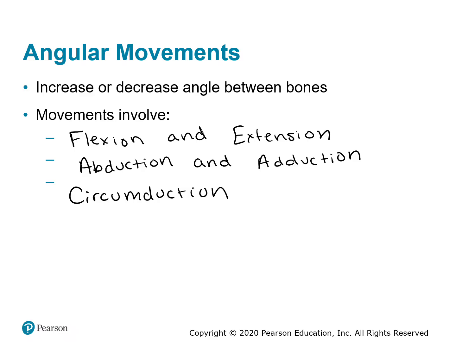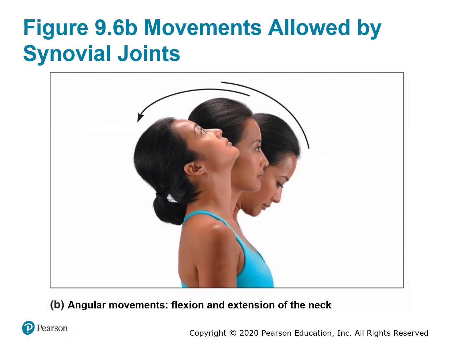Flexion is going to be decreasing the angle between bones. And extension is usually going to be increasing the angle between bones. Okay? So, when she is tipping her head forward, is that going to be flexion or extension? Let's say that we're talking about the bones that are hanging out in the front of her neck. That's going to be flexion. Okay? And so when she tilts her head all the way back, it's going to be extension. Okay?